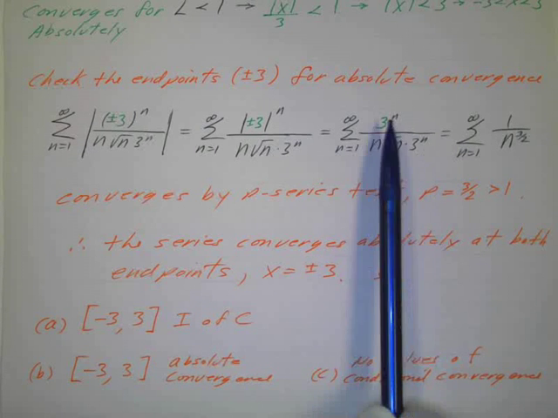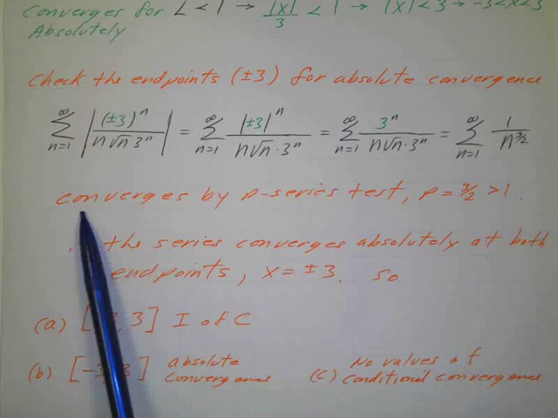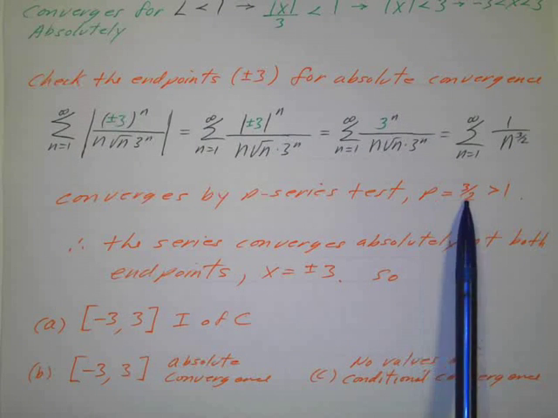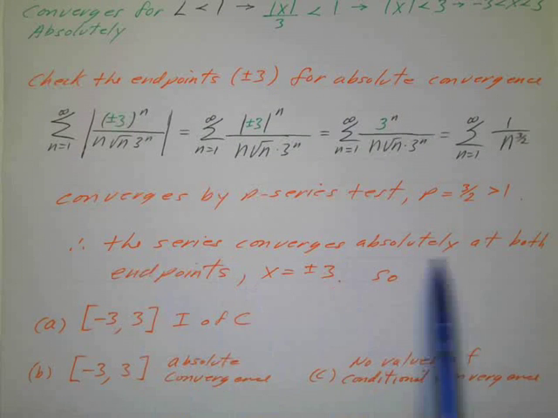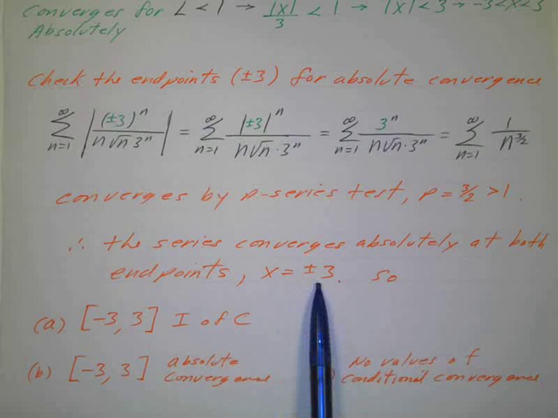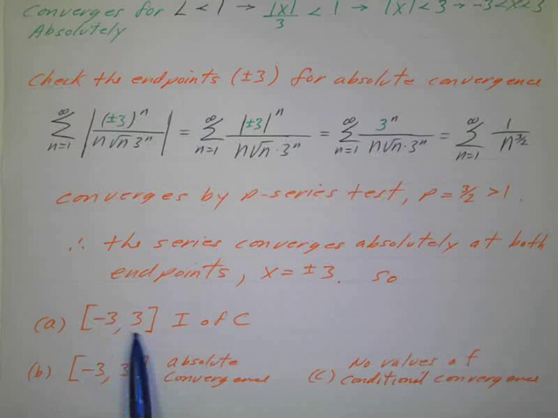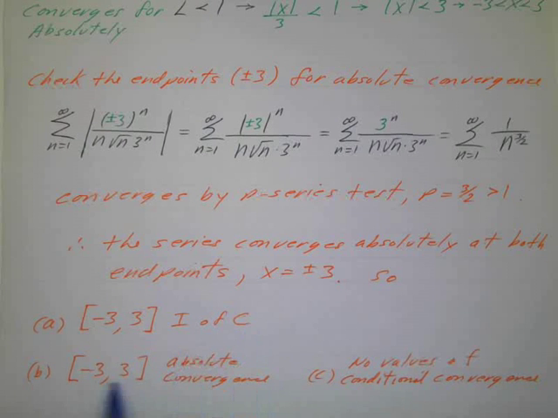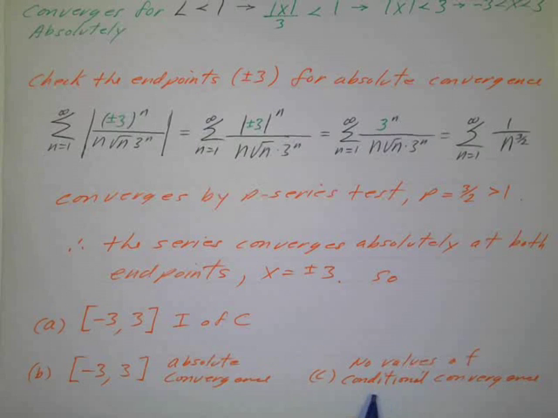And we can see that the 3 to the n's cancel, so I end up with 1 over n to the 3 halves, and this converges by the p-series test. P is 3 halves, which is greater than 1, so it converges. So that means the series converges absolutely at both endpoints, x equals plus or minus 3. So this is my interval of convergence. It converges at both endpoints, and it converges absolutely at both endpoints. So there are no values of conditional convergence. Okay, I hope that makes sense.